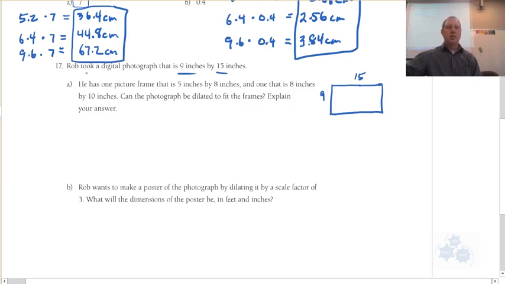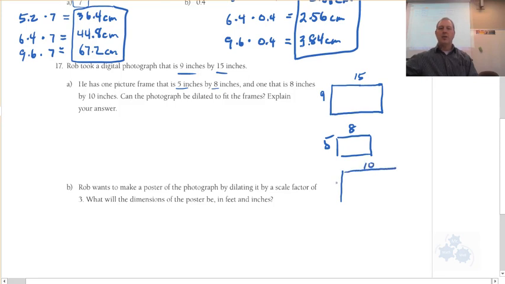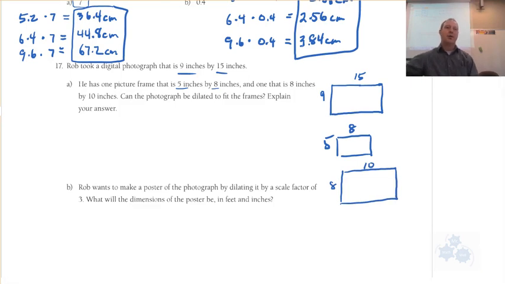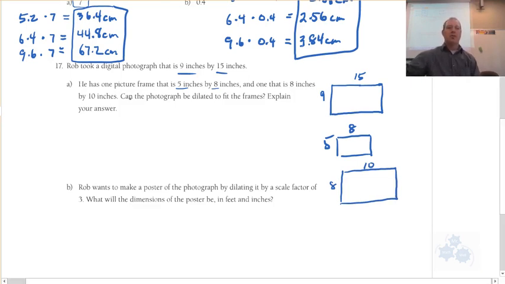Now, it says he has one picture frame that's 5 by 8. Oh, okay. So 5 by 8. Okay, so it's a little bit smaller. And one that is 8 by 10. So 8 by 10. Now, these pictures that we're drawing are not going to help us answer this question. We have to kind of get down to some math here. But what we have to do is figure out, can the photograph be dilated, that is reduced, because both these are smaller, to fit the frame? So that means, would they have the same shape?